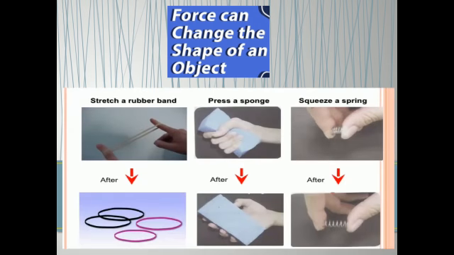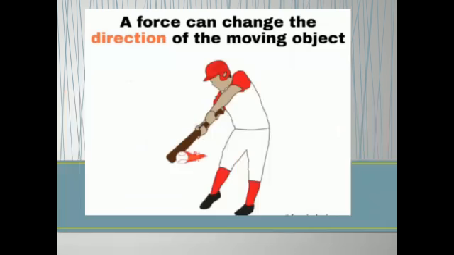Now the next is force can change the shape of an object, such as stretching a rubber band or pressing a sponge. If you squeeze a sponge, its shape changes. If you pull a rubber band, it becomes long. You can use the force of your hand to change the shape of plasticine. So force can change the shape of an object.